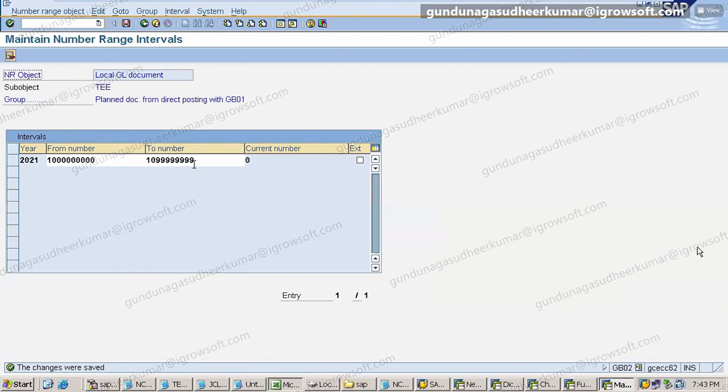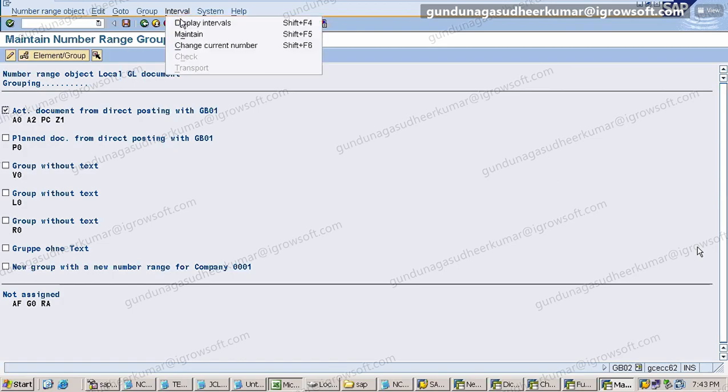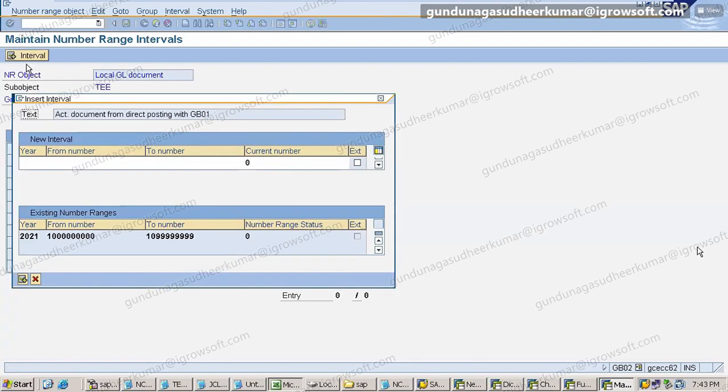Same way, I have to maintain the number range for the actual document also. So select actual, click on the interval, maintain. Company code, which company code? TE. Press enter. Now insert interval, number, which number? 2021. So I'm giving number like this, 2000.